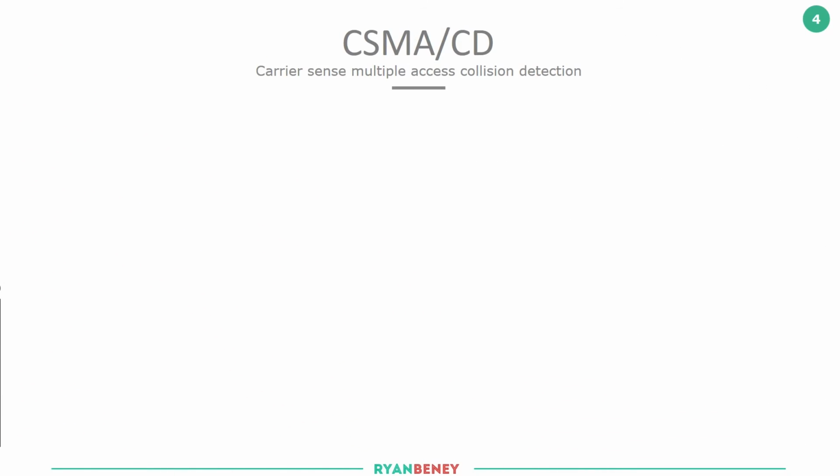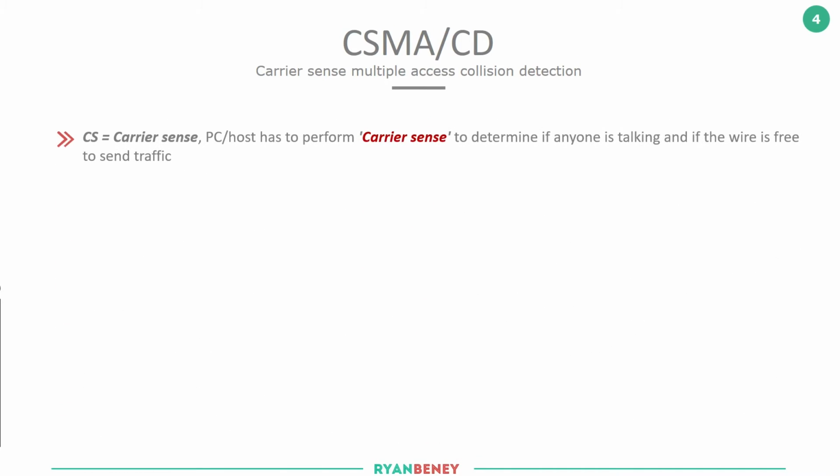Okay, so let's move on to carrier sense multiple access with collision detection. So the CS, what does it mean? It means carrier sense. There's a PC or a host and it has to perform what we call carrier sense to determine if anyone else is talking on the wire in order to be able to send its traffic. So let's say we have a hub, and off the back of the hub we have multiple devices. Each device will perform the carrier sense to determine if the wire is free before it sends traffic.